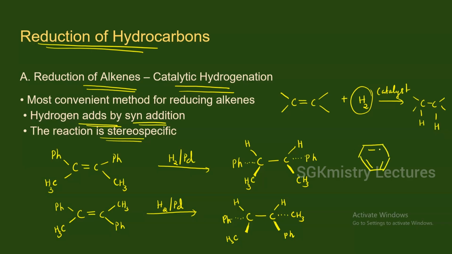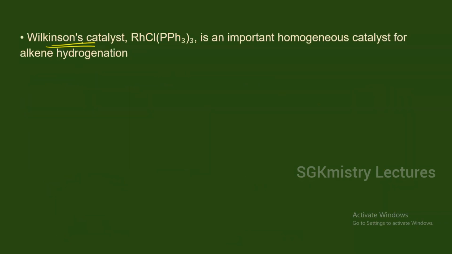Now, you can also take one more example. Suppose we have this particular compound. So here we have CN and here we have CH double bond CH2, hydrogen and palladium. So here you're going to get CH2CH3, the double bond is reduced and this remains as such. Right.